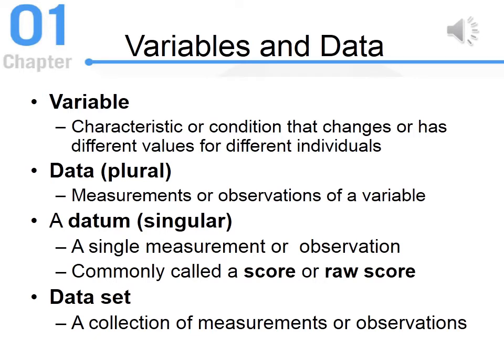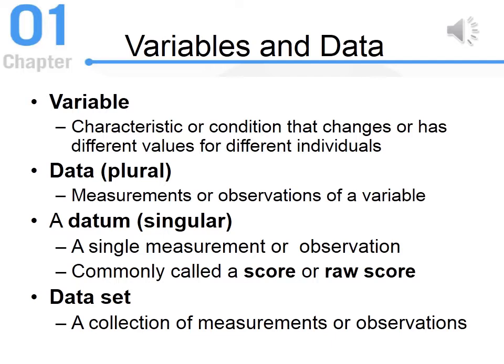Some more important terminology here, variables and data on this slide. A variable is a characteristic or a condition that changes. It's what we're measuring in this study. It's one of the things that we're interested in. So we were interested in sleeping habits of women in the last study. That would be a variable for us.